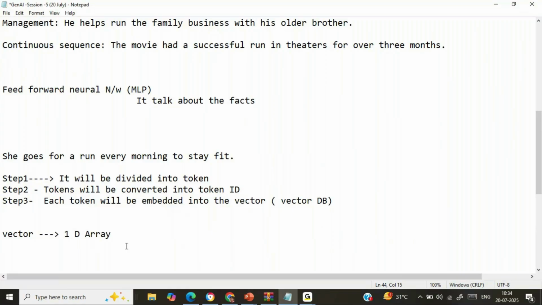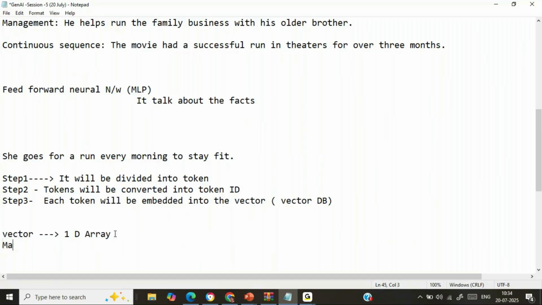Try to just focus over here, guys, this is to all of you. Once the tokens are generated, these tokens are embedded into the vector database. That is the specialized database for working with GenAI. So the vector database, vector DB, is mandatory once we are dealing with GenAI. These tokens are embedded into the vector database, and a vector is nothing but a one dimensional array.